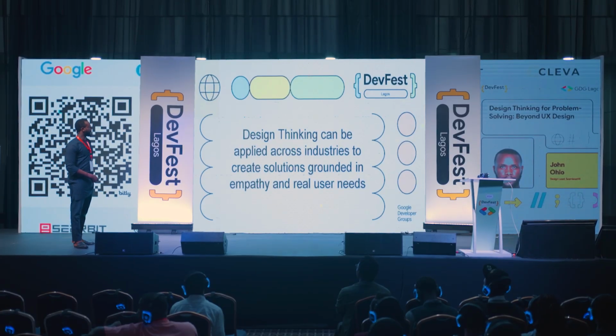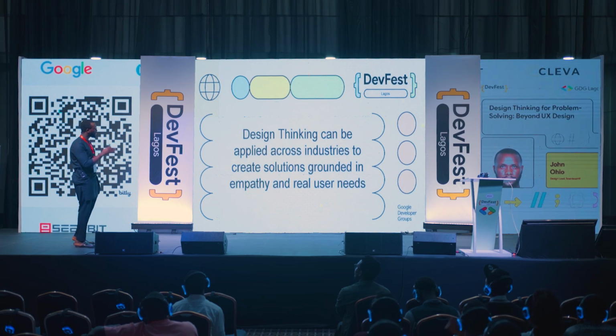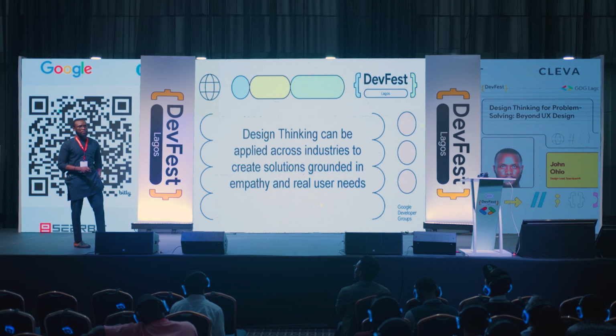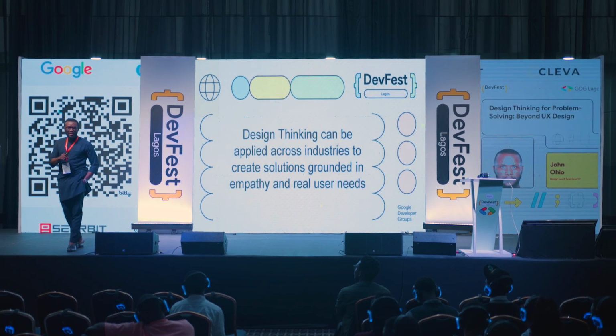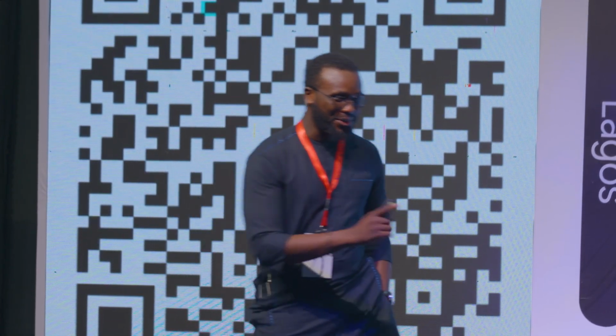All right? So design thinking can be applied across industries to create solutions grounded in empathy and real user needs. Because most problems in this world have people inside them. Because if people are not feeling these problems, then the pressure to solve them will not be there. Like, if our government practiced design thinking, they would understand our challenges and they would know how to solve them for us.